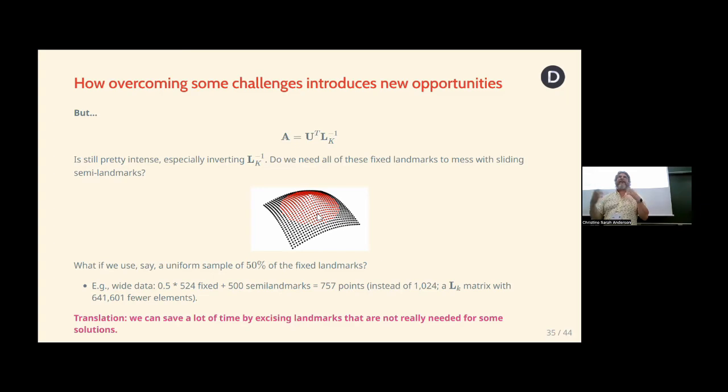Here's an idea. Let's use half of them. And if we do that, we go from 524 fixed landmarks down to 200 and something. We end up with 757 points instead of 1,024. In other words, there's 641,601 fewer elements to involve in an inverse. So what if we excise that?